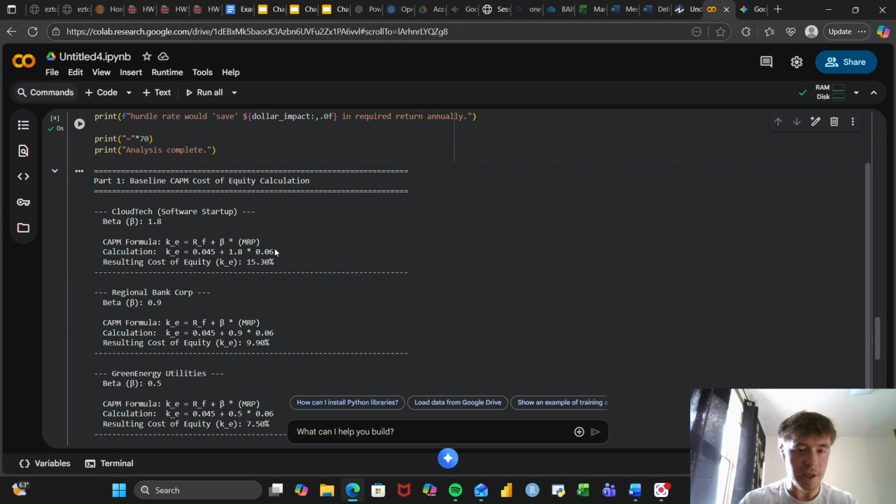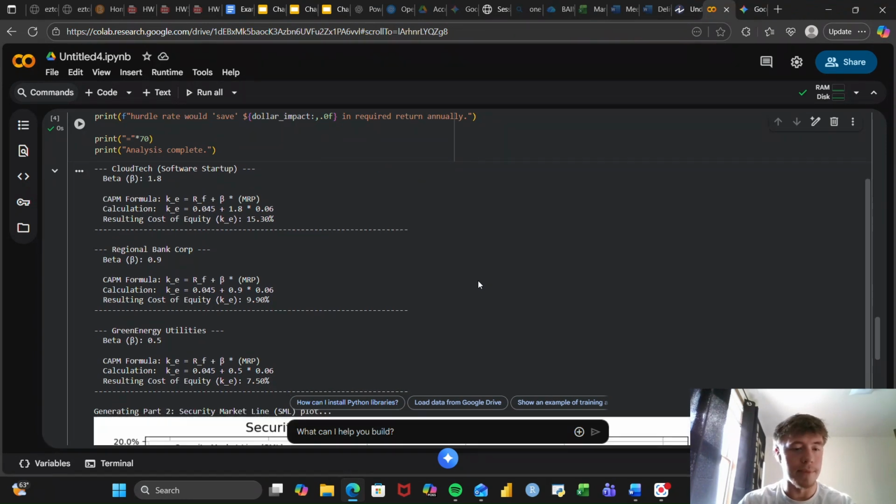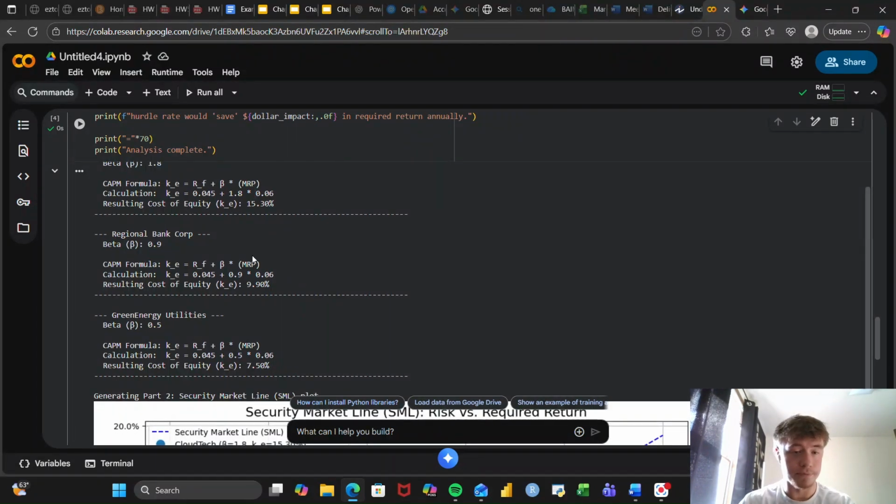So we're going to multiply these two and then add 0.045 to it, and we get a 15.3% required return rate. And then for the regional bank, we do the same thing and just plug in its beta score, and we get 9.9%.